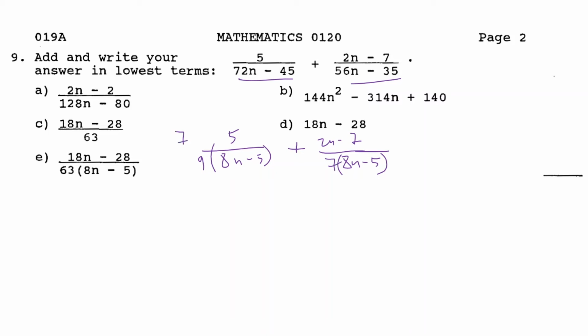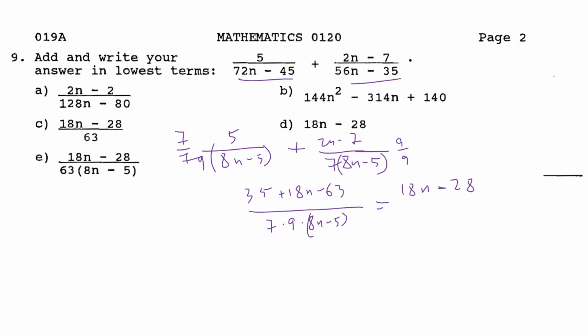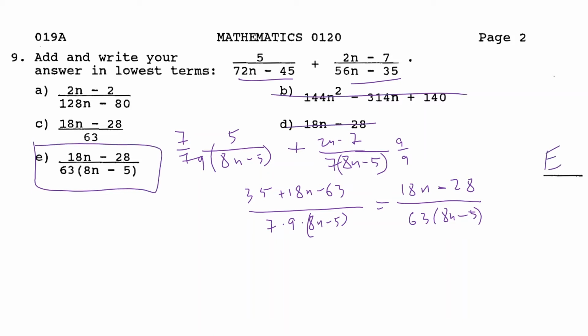So I'm multiplying this by 7 over 7. I multiply this by 9 over 9. So 35 plus 18n minus 63 over 7 times 9 times 8n minus 5. So this is equal to 18n minus 28 over 63 times 8n minus 5. All right. So which one is it? E. I don't know how B and D are even there.